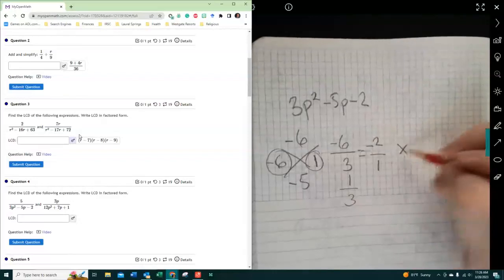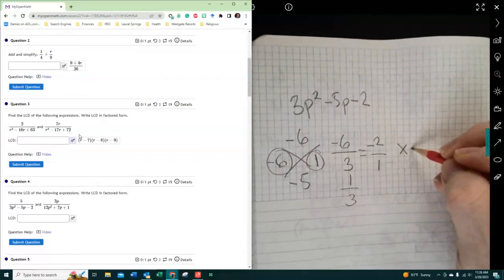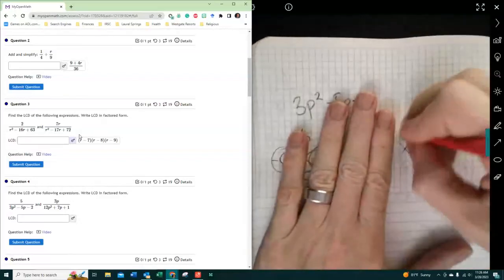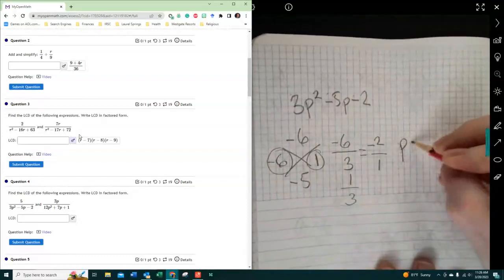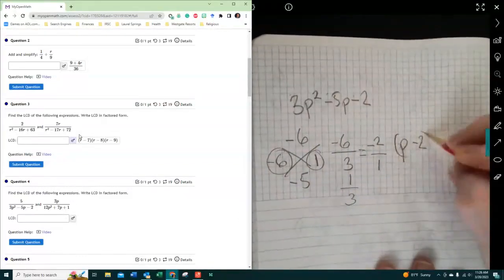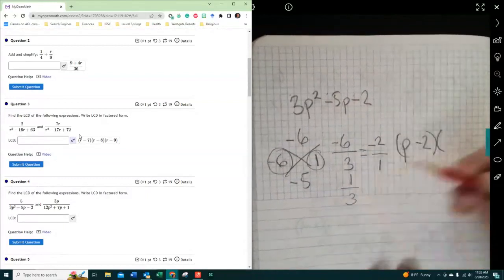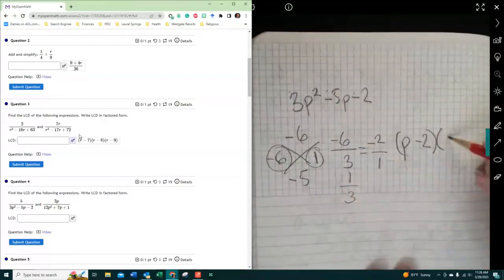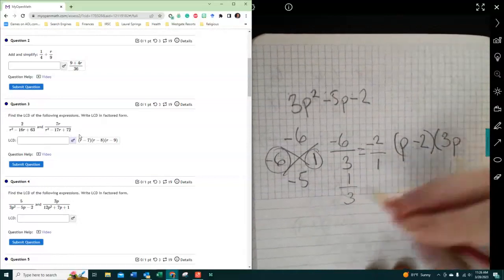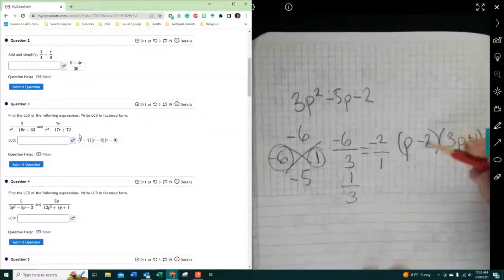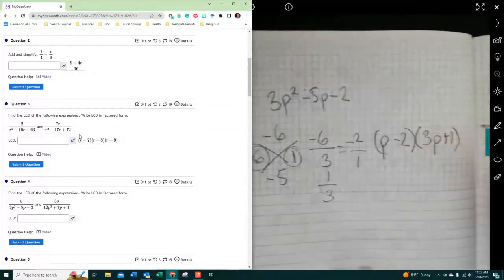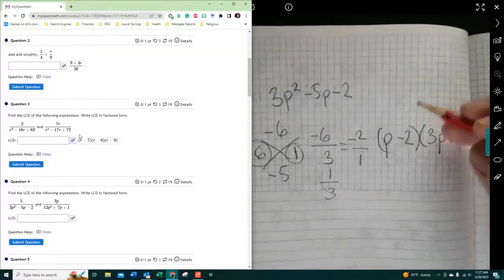So I'm going to get x, in this case, x is p. I love when they change up the variable. Okay, so it's p minus 2 times, and it's going to be, bottoms up strategy. That's the factoring technique I'm doing. So 3p plus 1. Now that I have this factored, okay, I got to factor the other one.